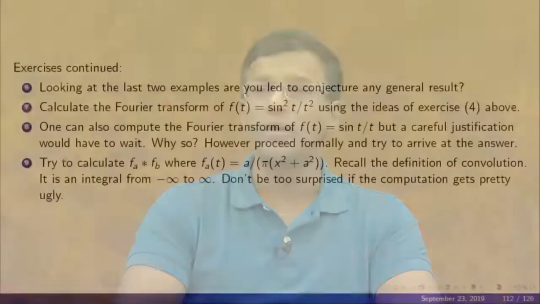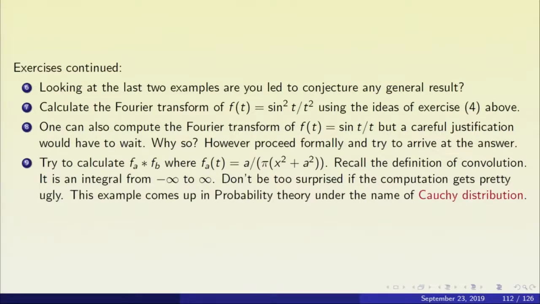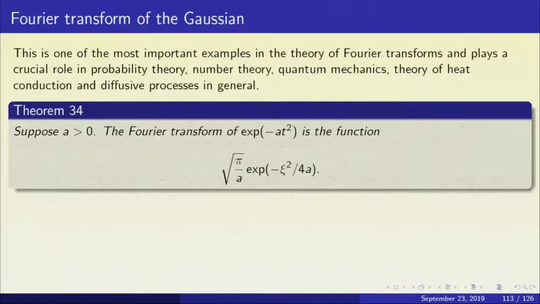Don't be too surprised if the convolution computation gets a little messy. And this is a very important example. This function in probability theory has a very important name. It is called the Cauchy distribution. So it plays a very important role in probability theory. Now let us come to our good old friend, the Gaussian.